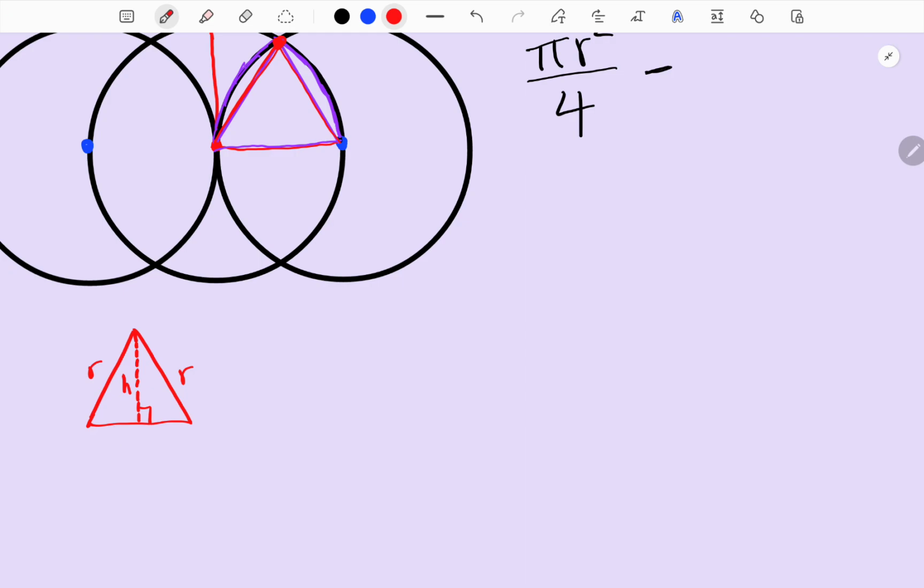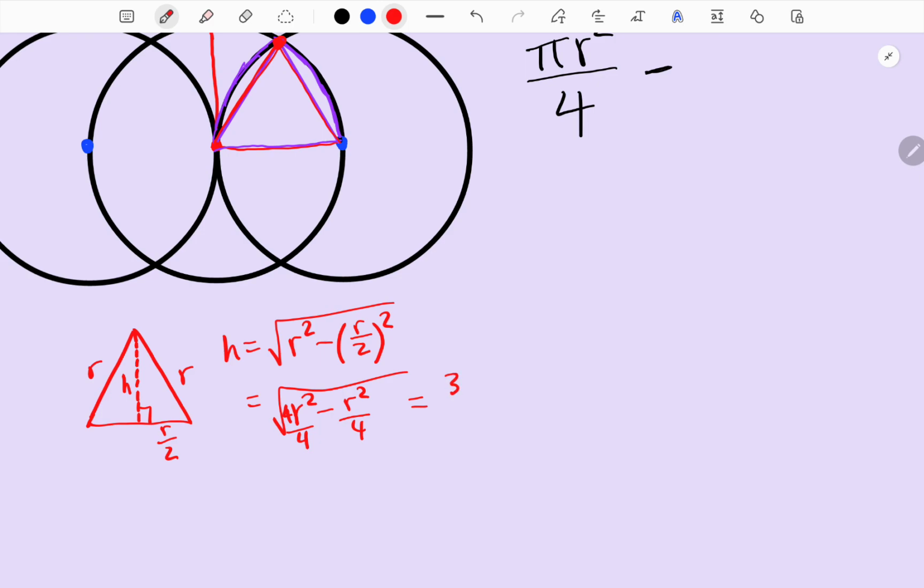If this side is r, then this would be r over 2, and this side would also be r over 2. These are congruent, since I just split the base in half. So what is the height? The height is going to be the square root of r squared minus (r over 2) squared, which is the square root of r squared minus r squared over 4. R squared is the same thing as 4r squared over 4, just using a common denominator, which gives me the square root of 3r squared over 4.